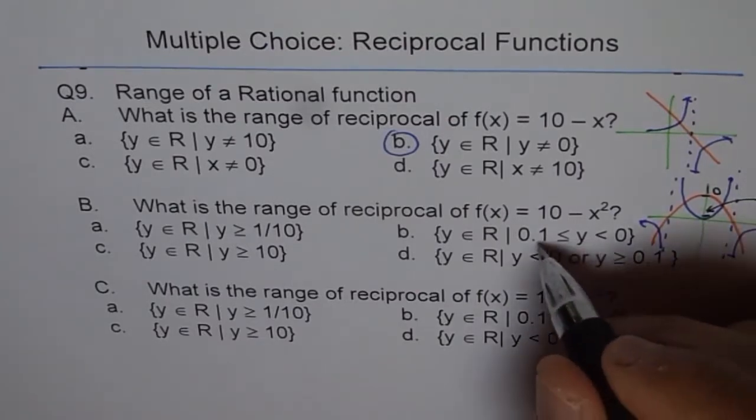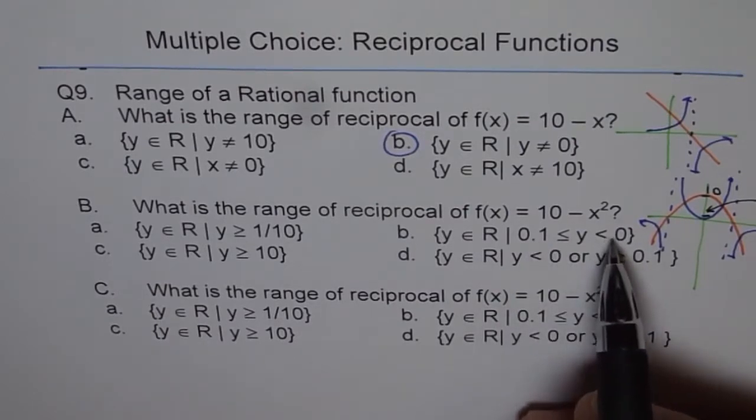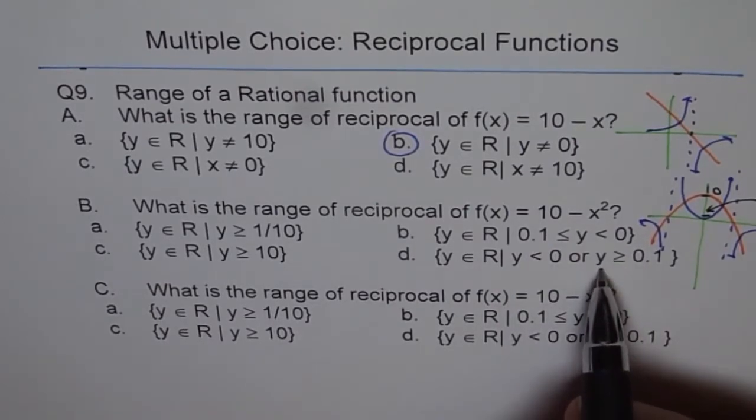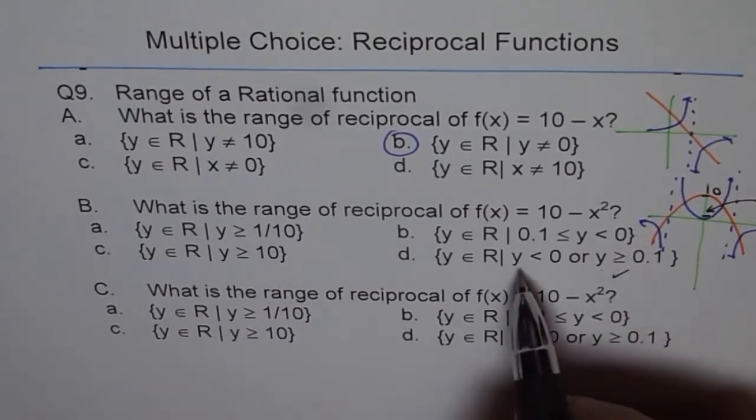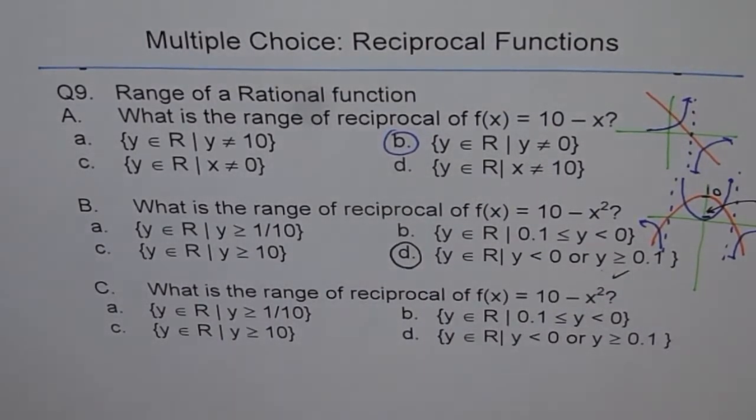1 over 10 is 0.1. So it's greater than, but not, that's not the right answer. It's greater than 0.1, that's correct, and less than 0, that's correct. So this is my range for that particular function. I hope you understand. That is how you have to get your answers, okay?